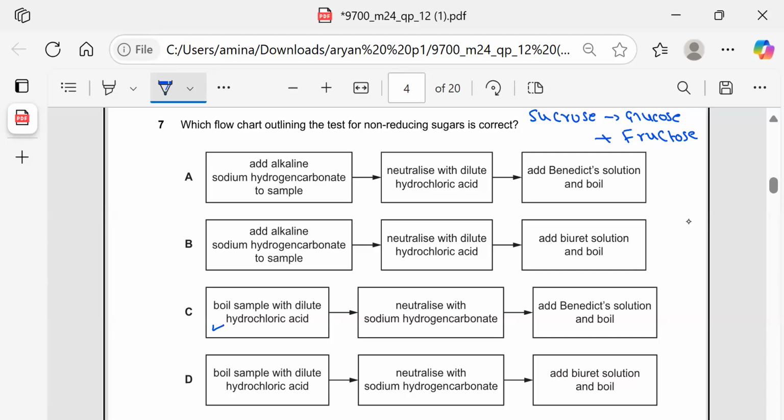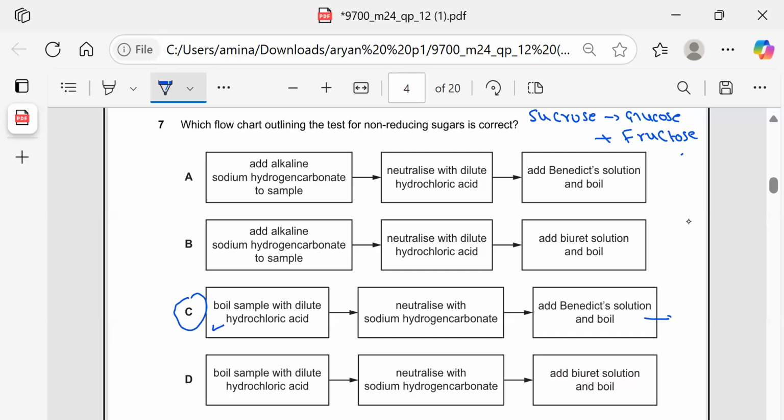If it was sucrose and it got broken down, it got hydrolyzed, it means that the sample carries glucose and fructose. In that case, if I apply Benedict test, my result is going to come positive. Okay, so my answer is going to come as C.